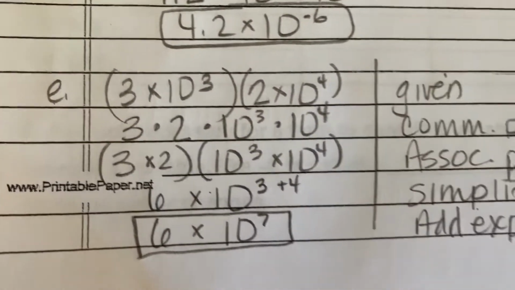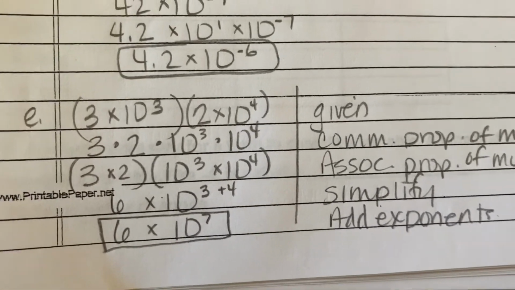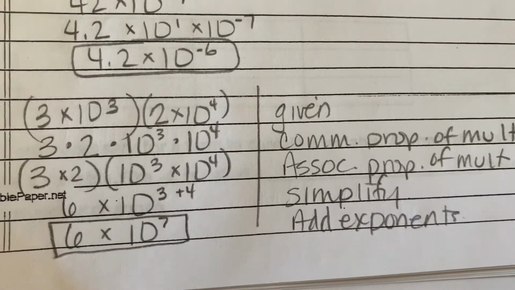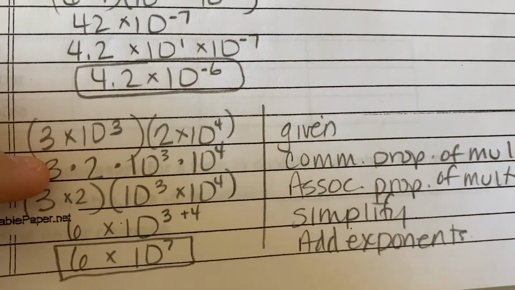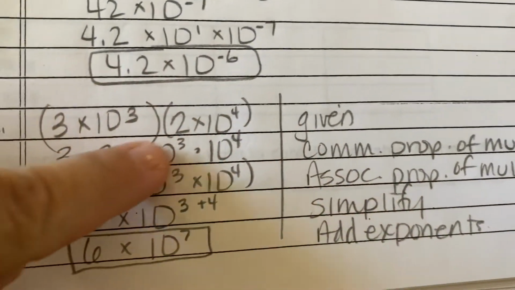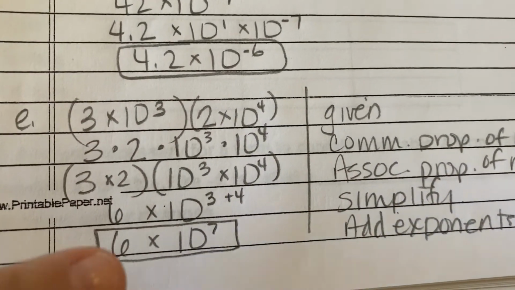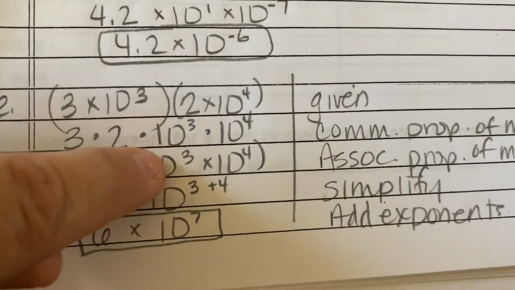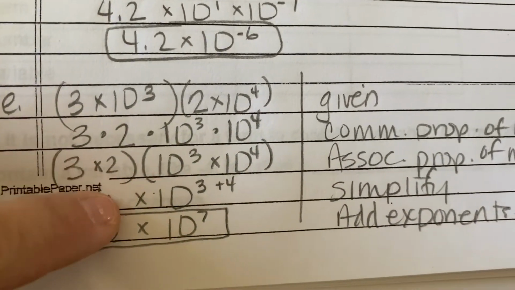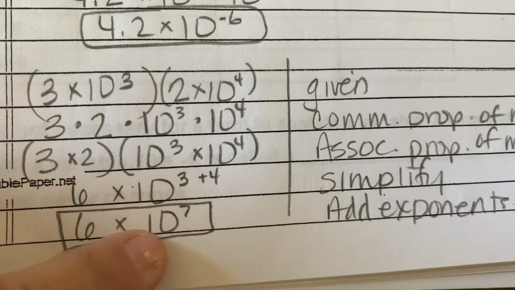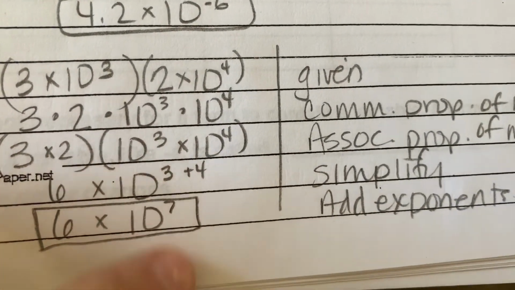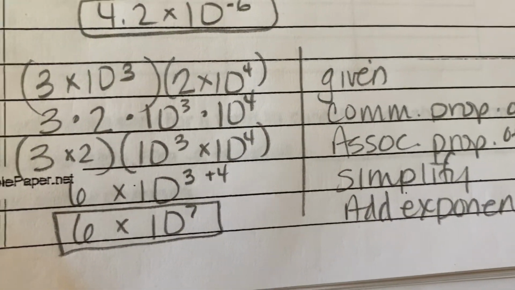This one asked you to use the properties. And so in the first step, we use the commutative property to rearrange all these numbers, because we're allowed to in multiplication. Then we use the associative property to group them. Then we simplify, and then we add the two exponents, and that's what we get, okay? There you go.